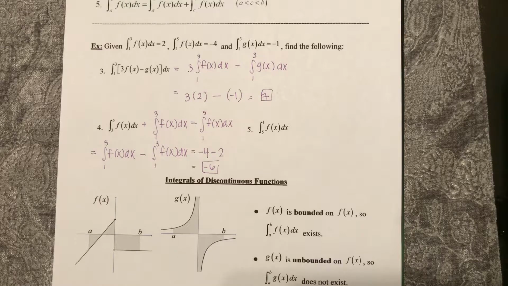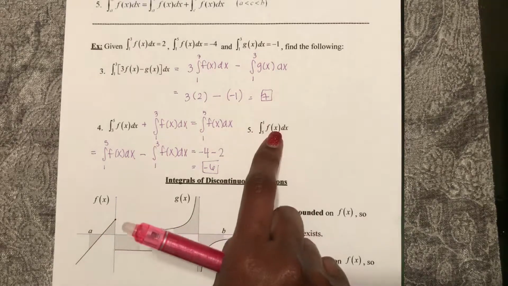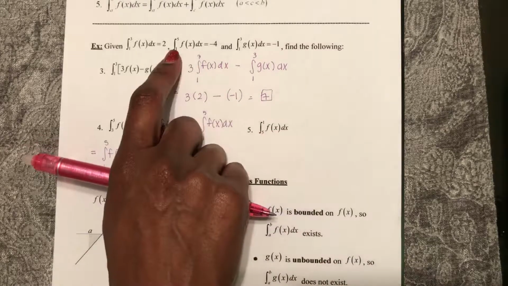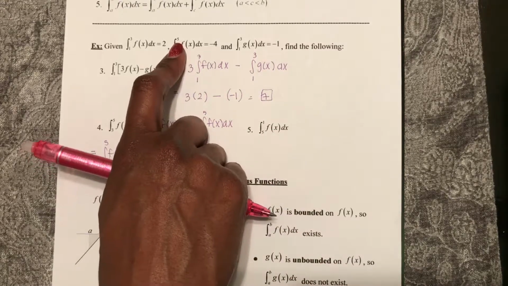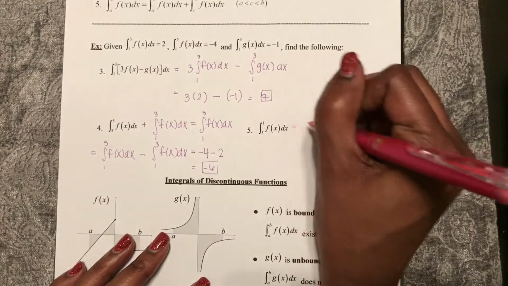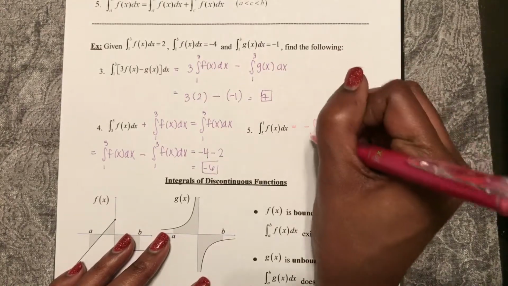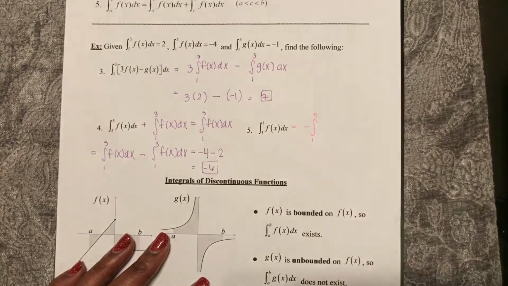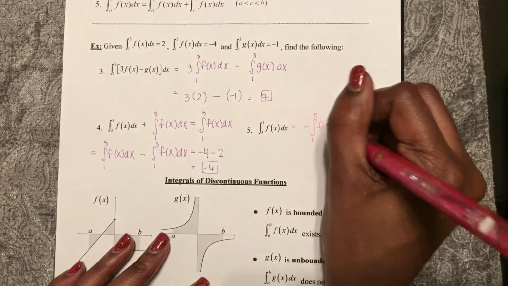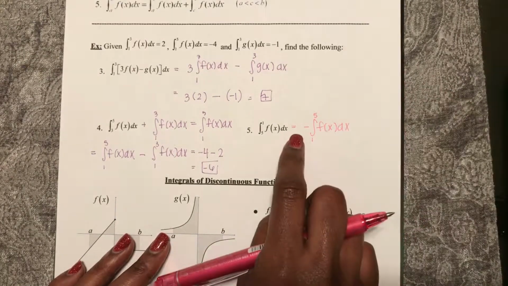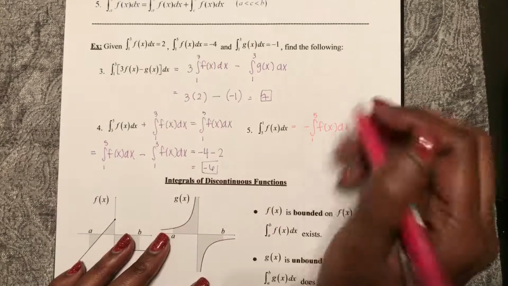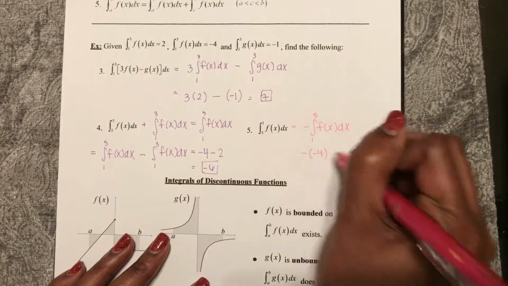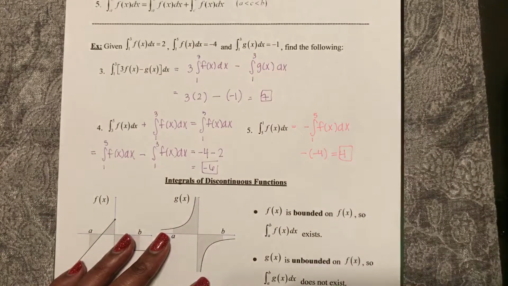Last but not least, I have the integral from 5 to 1 of f of x dx, but I only know the integral from 1 to 5. So remember, properties of integrals state that if I put a negative in front, that's going to switch my limits of integration. So negative integral from 1 to 5 is going to be negative negative 4, which is 4.